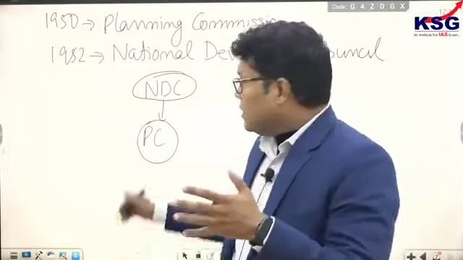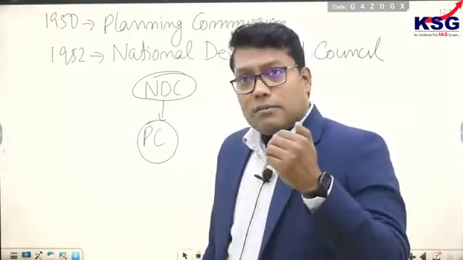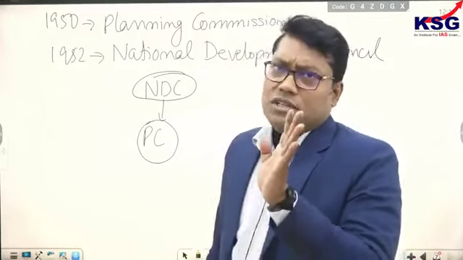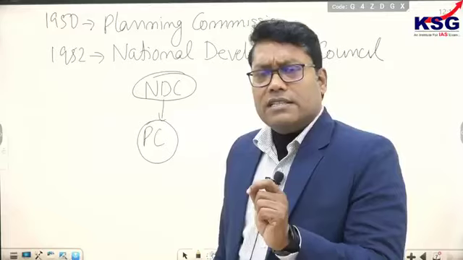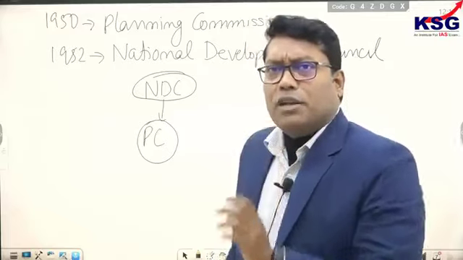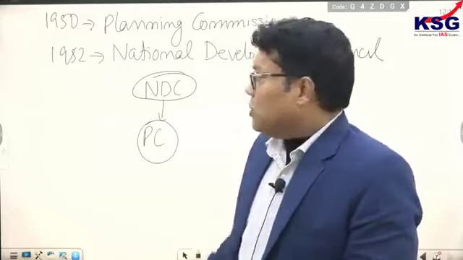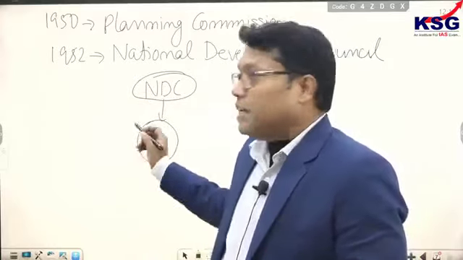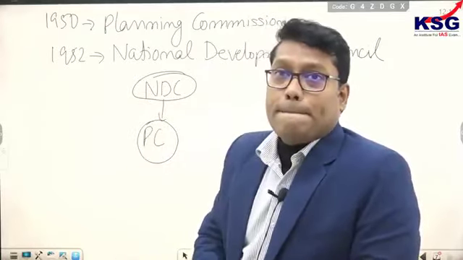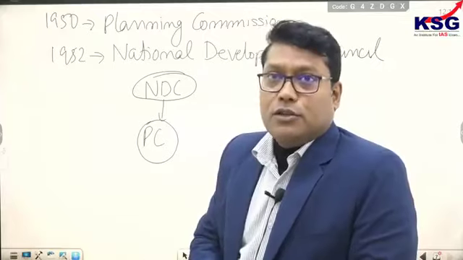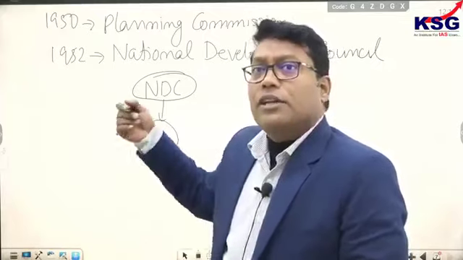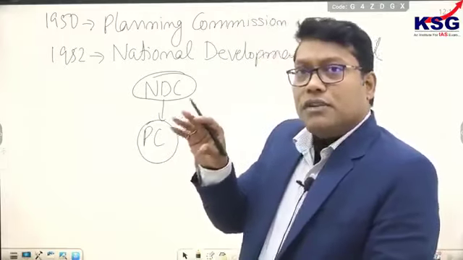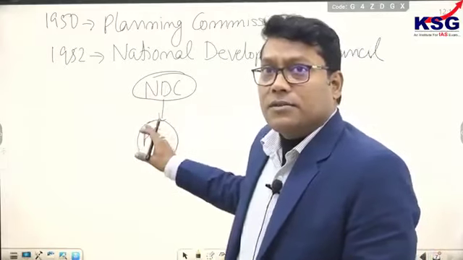So even under this framework, the role of the state was very less. It was only the list, and the only role was plan formulation. Why? Because the chairperson of the NDC was the Prime Minister, and the Planning Commission chairperson was also the Prime Minister. So most of the decisions were taken by them when you are going to implement it. So the state's role and say was very less in this earlier structure.